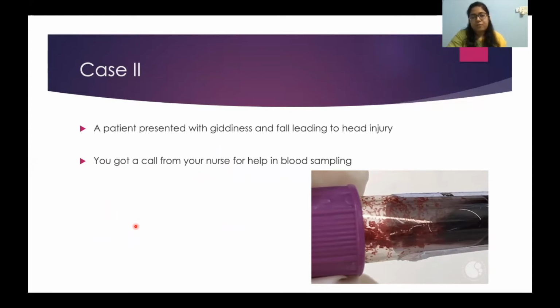Because of the fall, the patient had a head injury. Now the patient is in the ICU. You got a call from your nurse that they are not able to draw the blood sample properly. Whenever they try to draw, a mucoid-like structure is seen in the sample, and they are having a lot of difficulty. So what can you do?